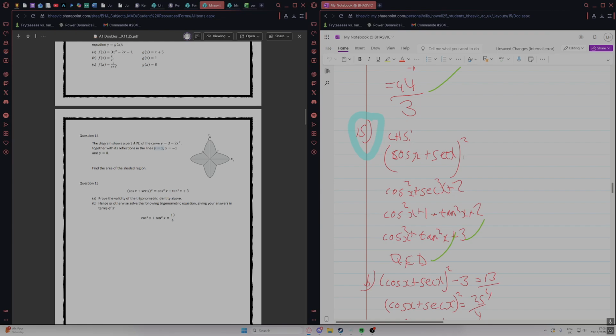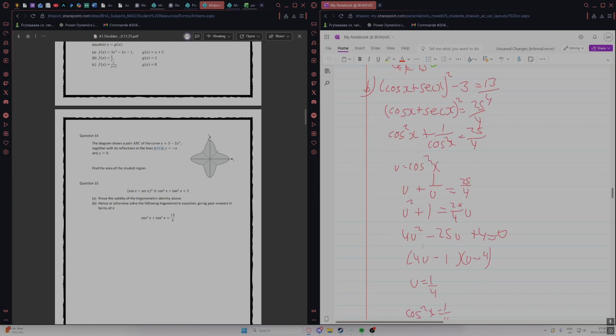And when you do cos sec or sec cos, it will just cancel, because it's 1 over cos times cos, which is just 1. So it's 2 plus cos squared plus sec squared, and then sec squared is just 1 plus tan squared. So you can just do that. The next part is a bit more difficult.